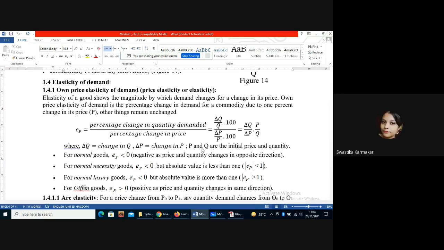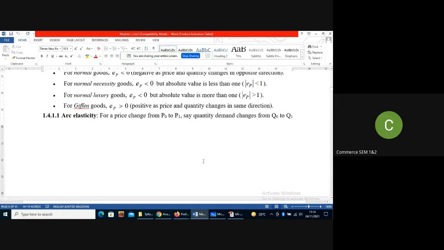Yes, sir. So this is a measure, basically this doesn't have any unit.